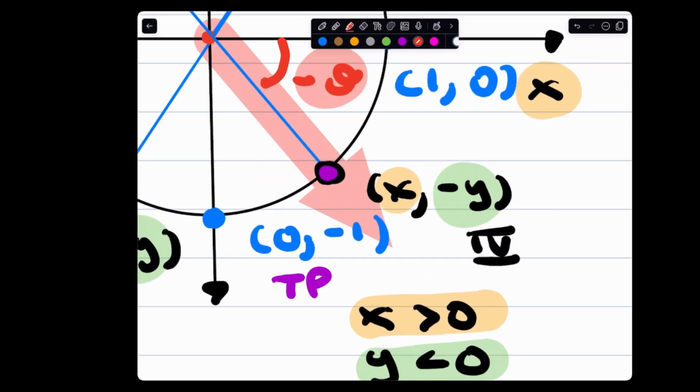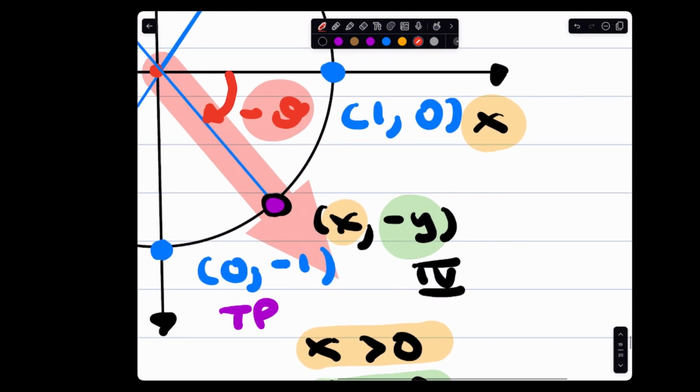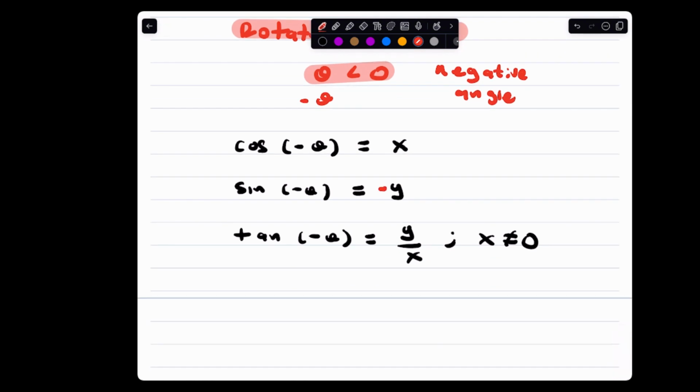So what I'm saying is, right in here, that negative angle theta has the same x coordinate for the terminal point, but you have minus y for the y coordinate. Let's put this kind of like an arc with an arrow there. So what that means is, the x coordinate's the same. We put a negative for the y coordinate. All right, you guys okay with that? Easy peasy.